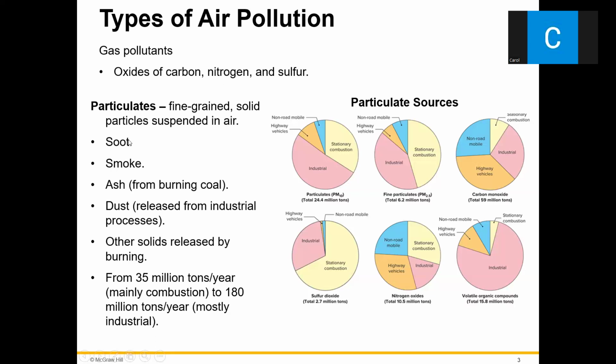All right, so gas pollutants: we have oxides of carbon, nitrogen, and sulfur. So particulates are fine-grained solid particulates suspended in air: soot, smoke, ash, like from burning coal or logs or anything, and dust released from industrial processes, but also just regular dust, like little pieces of sand and silts that are picked up. Other solids from burning range from 35 million tons a year from combustion to 180 million tons a year, which is mostly industrial. So that's the range that we are emitting from anthropogenic sources, meaning human.